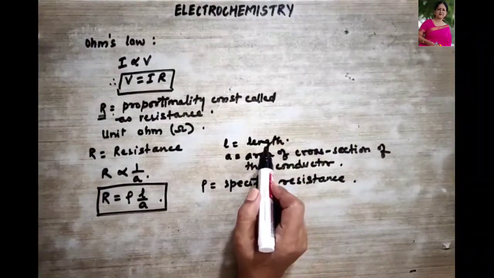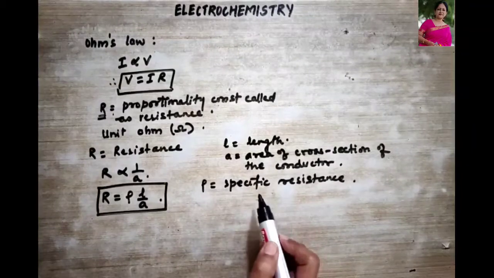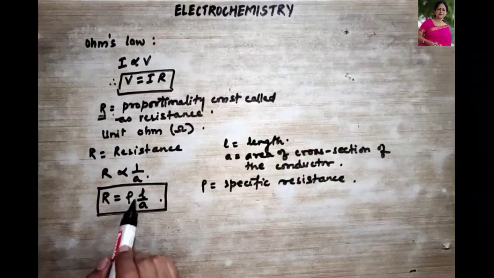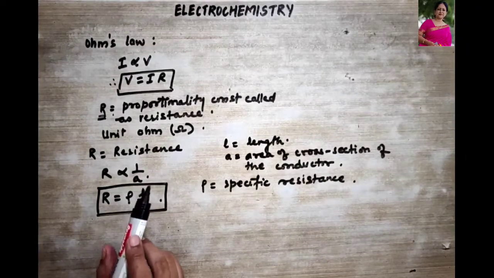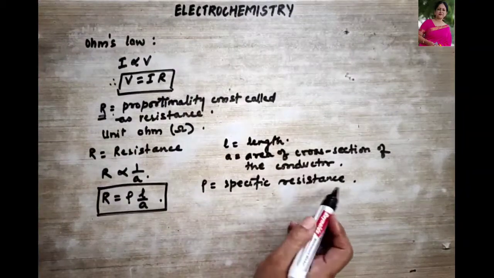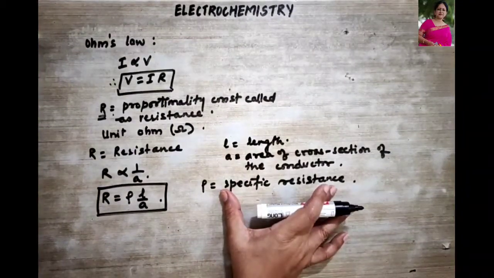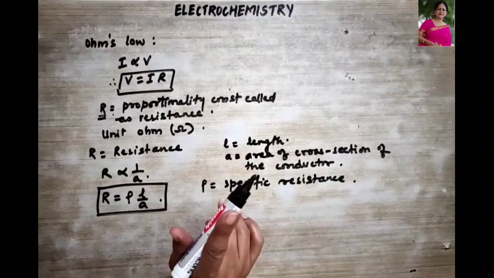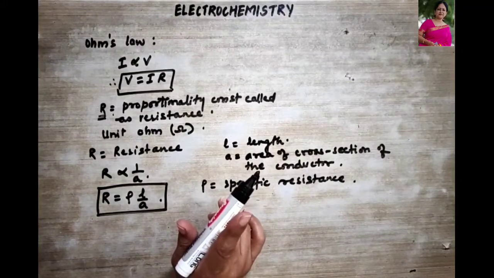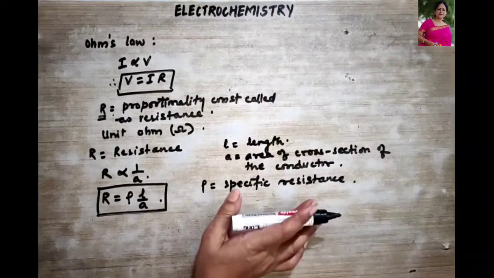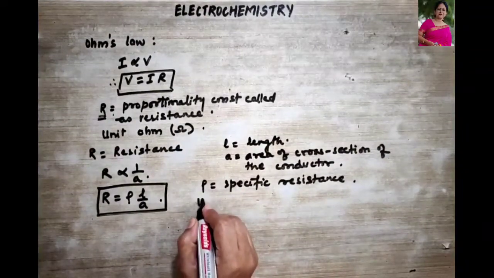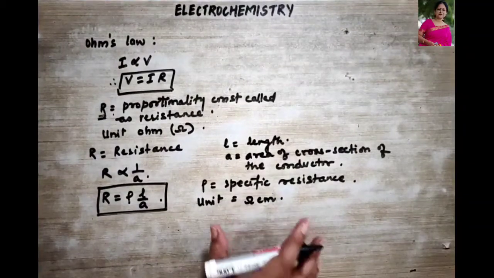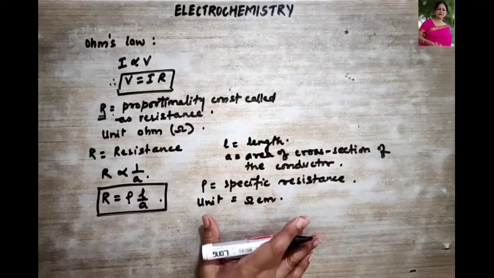If L, as I told you, is the length and A is the area of cross section of the conductor, then resistance is always equal to rho into L upon A. So over here rho will be termed as the specific resistance. Once again, it is the resistance in ohms of a specimen of 1 centimeter in length and 1 centimeter square in cross section. The unit of resistivity is ohm centimeter.